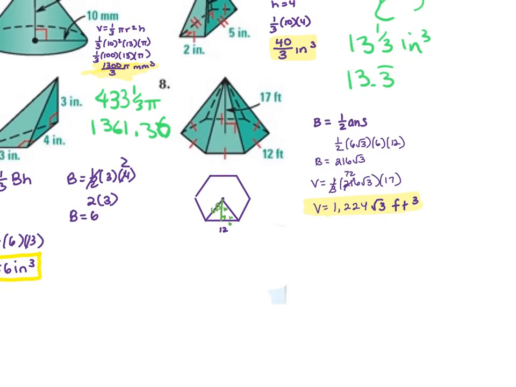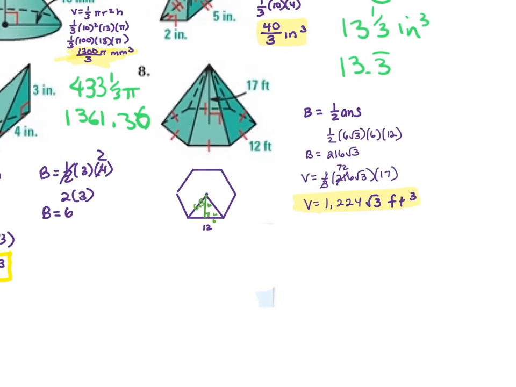Number 8, this is a hexagonal pyramid. So I took out the base and drew the hexagon. Now notice this triangle right here.